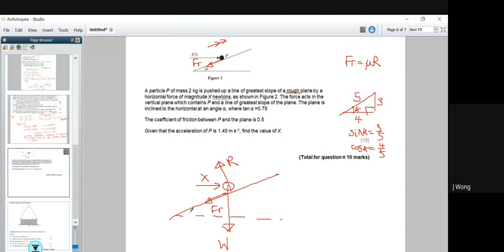And they tell us that the coefficient of friction is 1/2. Okay, and the acceleration, which means we're accelerating upwards, is going to be 1.45. And they ask us to find the value of X, the horizontal pushing force. So let's draw a big force diagram to work with.